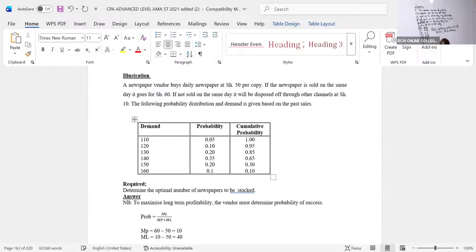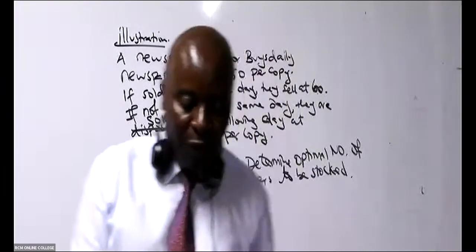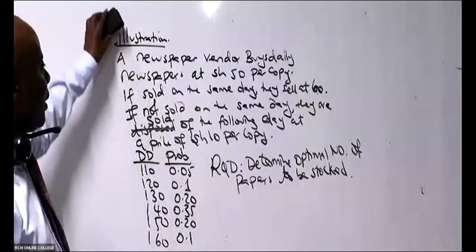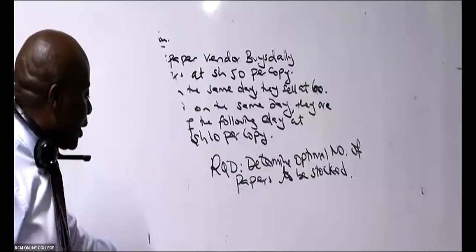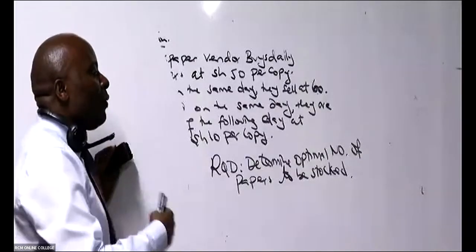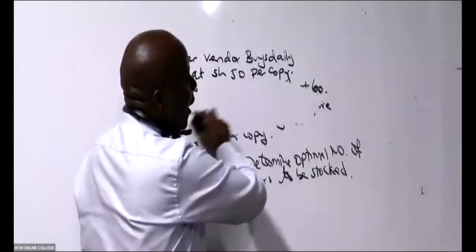So the first thing that you're supposed to know is that this is a perishable commodity. This gentleman will be able to buy these newspapers on the very same day. If he's lucky to sell all of them, then he'll be able to sell each one of them for 60 bob. But in the event that he's not able to sell them, these items will lose significant value. He will sell them the following day for only Kenya shillings 10.